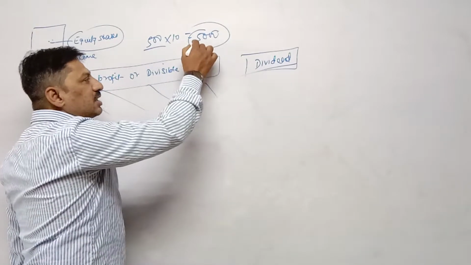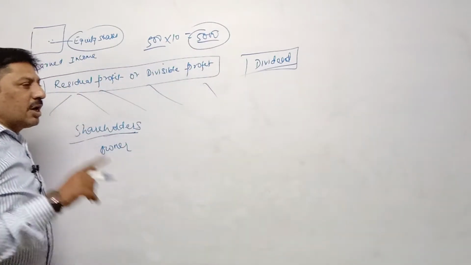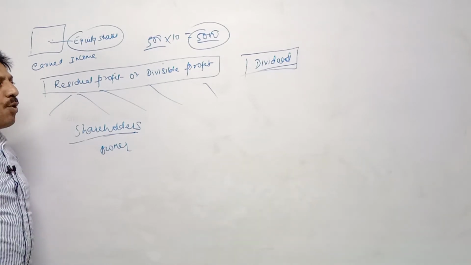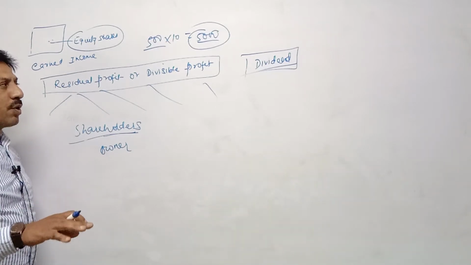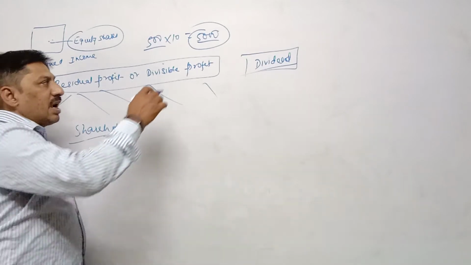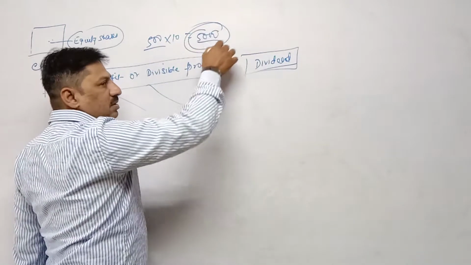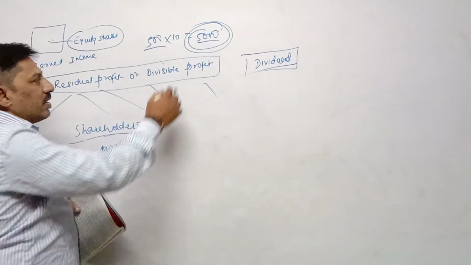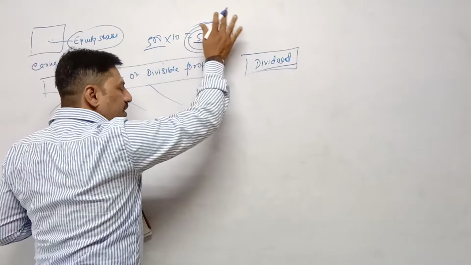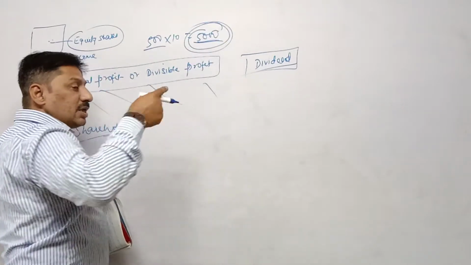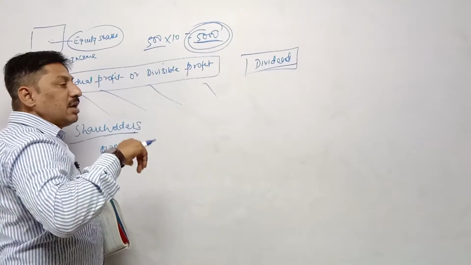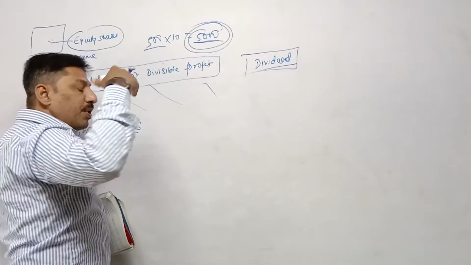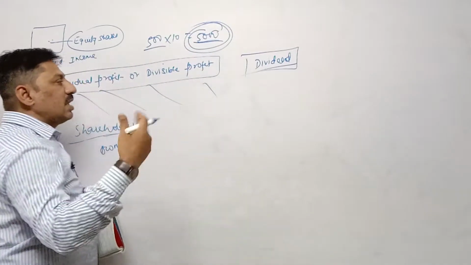Then when will they get this 5,000 rupees back? Only and only at the time of liquidation of the company, when the company winds up or closes down. Only at that time will they get their 5,000 rupees. This is called equity share. That too only after making the payment of outside liabilities, and after returning the amount of preference shares.